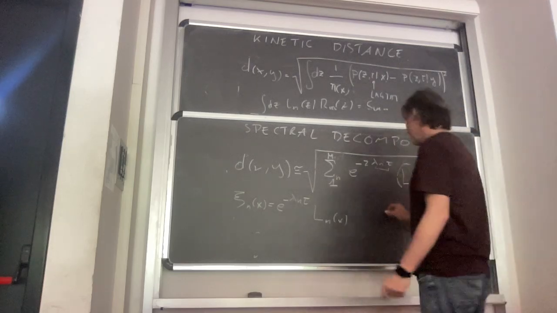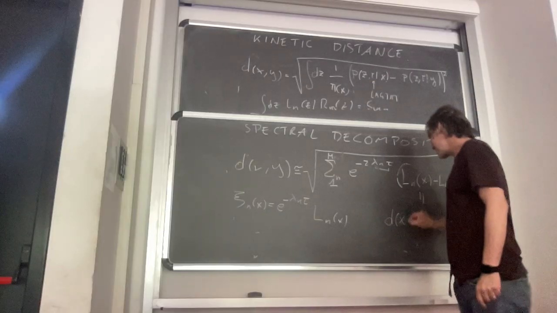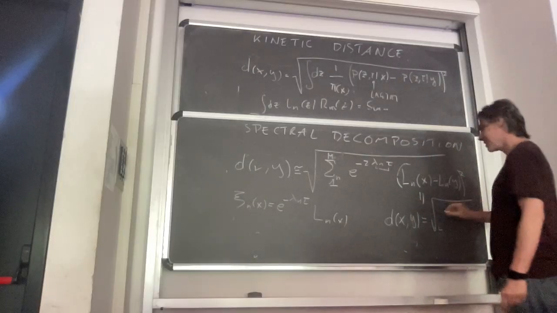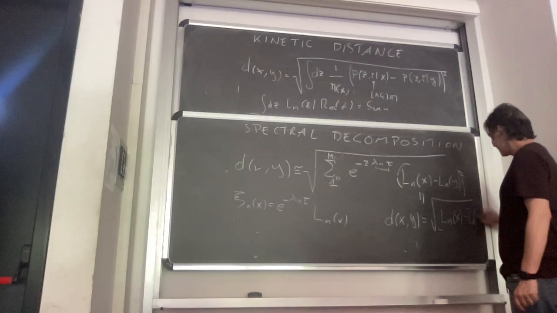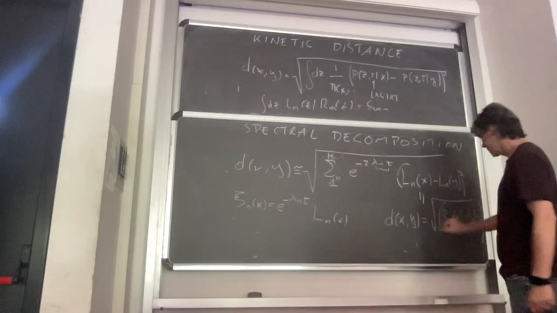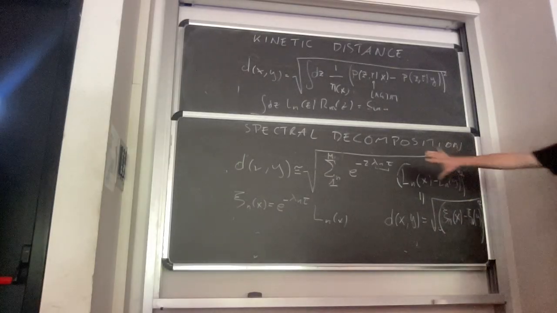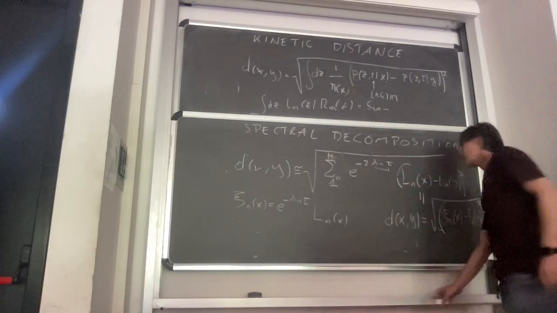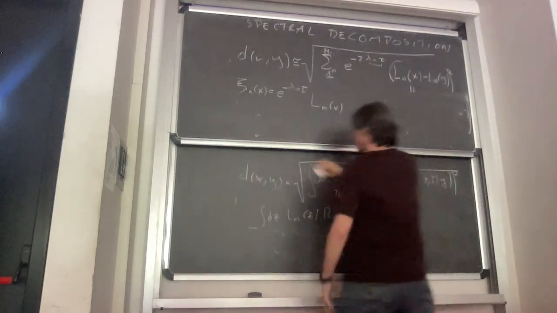So if I do this, the diffusion, the kinetic distance between two points is the Euclidean distance in these embeddings, in this new space. Sorry, psi. You see, if you bring this inside, okay? Sorry, let me write it. I write it here, in fact.